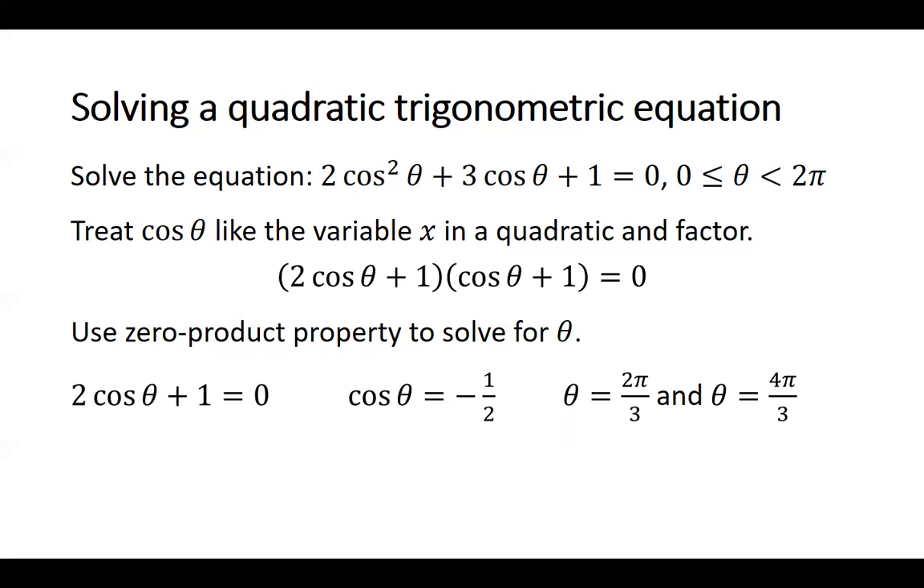So that gave us the solutions for the first factor. The second factor is cosine theta plus 1. So we can say cosine theta is equal to negative 1, subtracting 1 from both sides. And then the inverse cosine of negative 1 is 3 pi over 2. And there's only one spot where cosine theta is equal to negative 1, and that's 3 pi over 2, because that's a quadrantal angle.